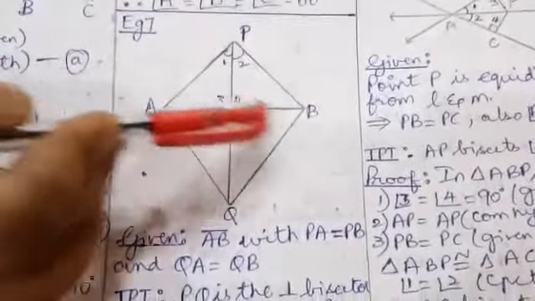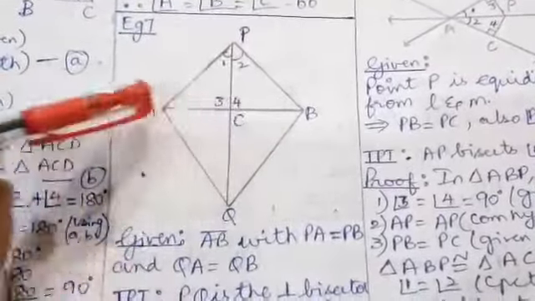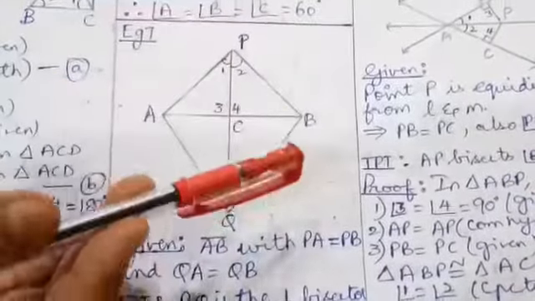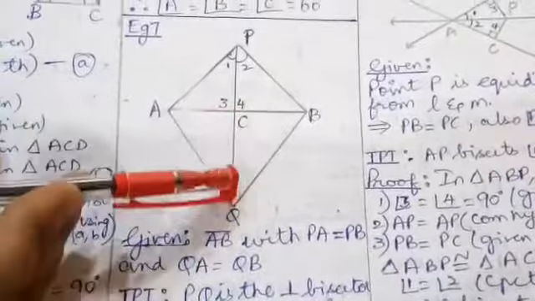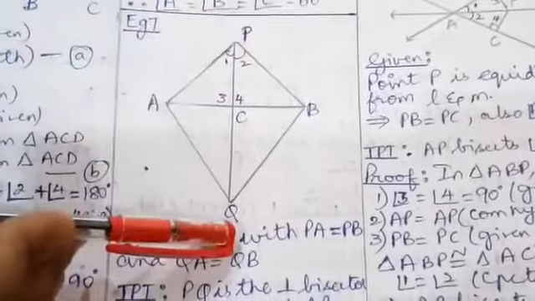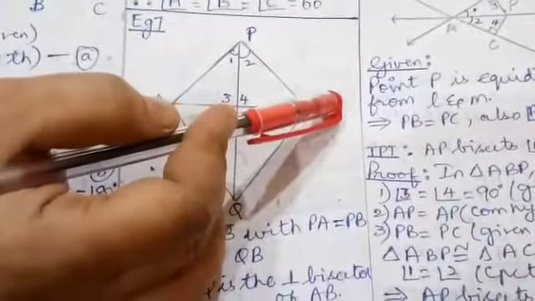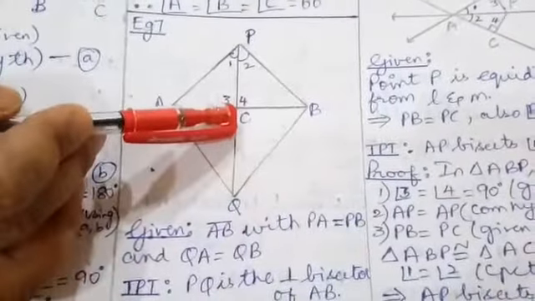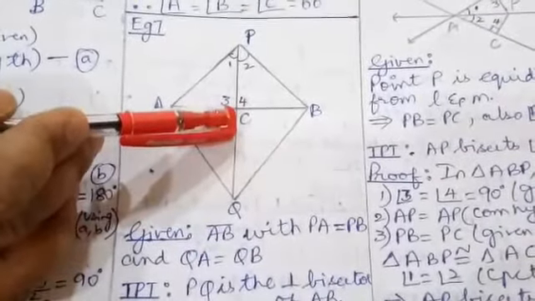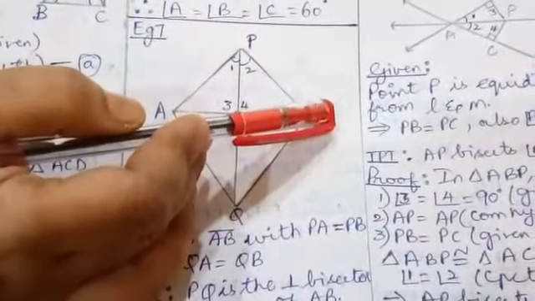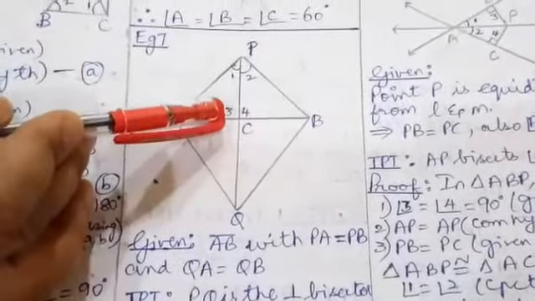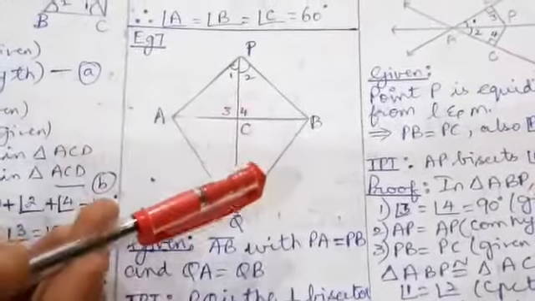Correct? AC equals BC, which means the line segment AB is cut into two equal parts at C, which again means that the line segment PQ bisects the line segment AB at C. So we have proved one part. Now we need to prove that PQ is perpendicular to AB, which means we have to prove angle 3 or angle 4 equals 90 degrees.